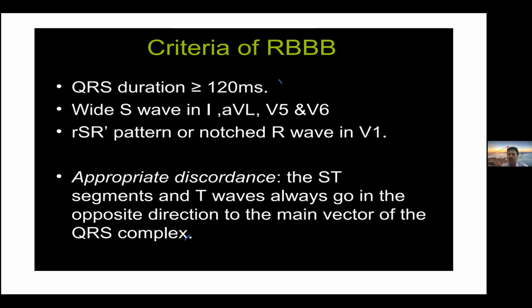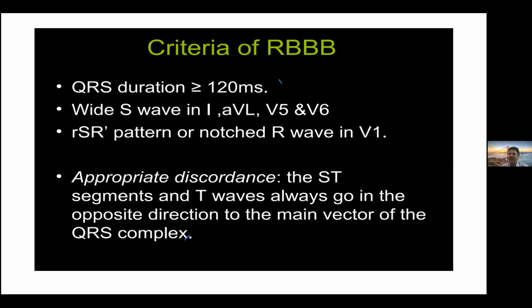QRS is more than 3 small squares. You have to understand, more than 3 small squares, 120 milliseconds. You have a terminal wide S wave in V1, aVL, V5, V6. That is called the terminal S wave in V5, V6, which is a characteristic of right bundle branch block. Small r, S, and capital R dash pattern, a notched wave in V1. So typical. This is what you call the rabbit ear, whatever you want to call it. RSR dash pattern in V1. QRS is wide, S wave in lead 1, and terminal S in V5, V6.